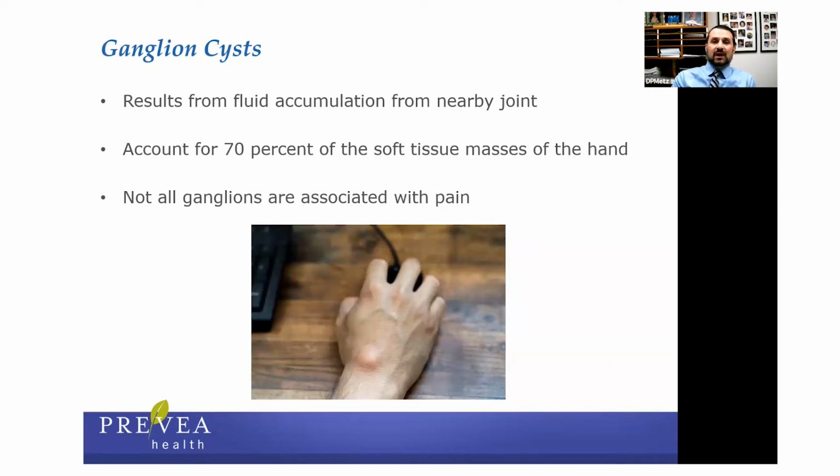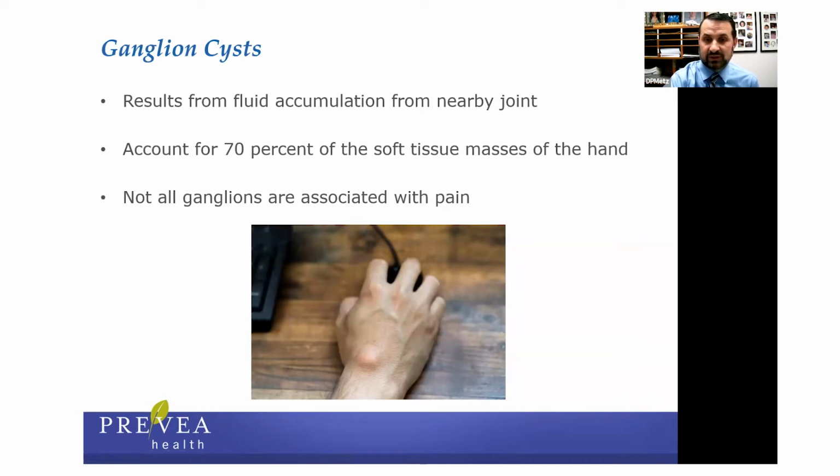The most common area that we're going to get it is over a joint. When it comes to the hand, wrist, and elbow, if you look at this person's hand on the keyboard, I'm going to use my mouse and circle. The round little bump right here is the most common thing that we see for lumps and bumps in the hand. That is a ganglion cyst of the wrist.